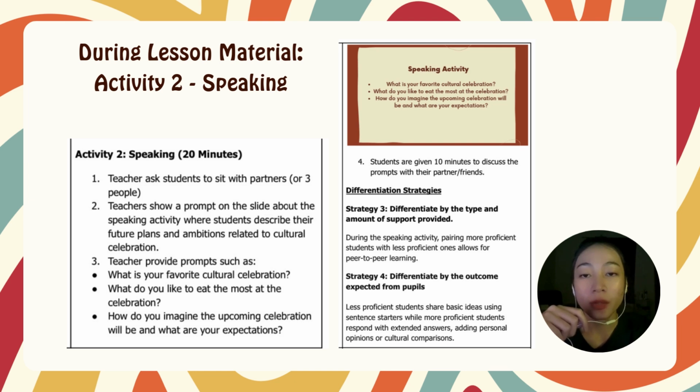To support varying proficiency levels, the teacher will pair less proficient students with more advanced peers to foster peer-to-peer learning. This approach ensures that each of them can actively participate, regardless of their skill level. By the end of the lesson, students should be able to confidently write about and discuss cultural celebration.